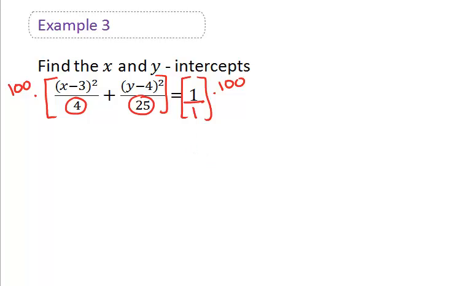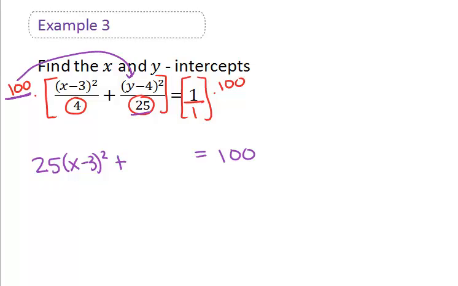The right-hand side is very easy to see. 100 times 1 gives me 100. On the left, when I take 100 and divide it by 4, that gives me 25. So 25 times (x minus 3) squared, plus. Now when I take my 100 times my second piece, I have 100 divided by 25. That reduces to give me 4, so 4 times (y minus 4) squared. Now this is going to be much easier to deal with in finding my x and y intercepts.